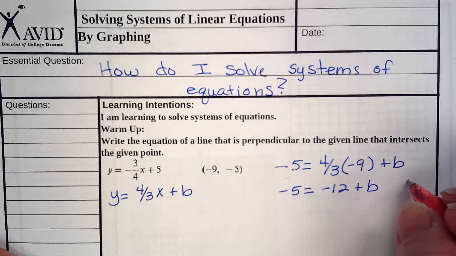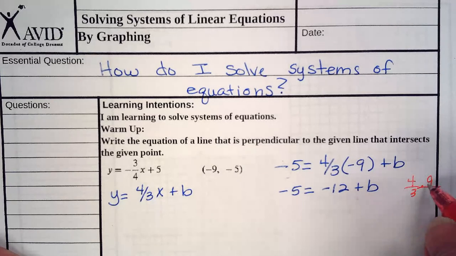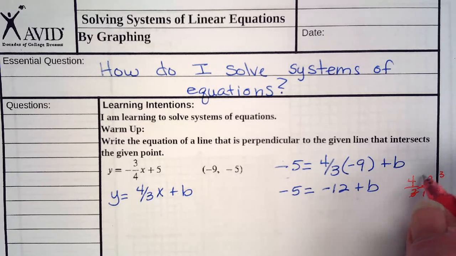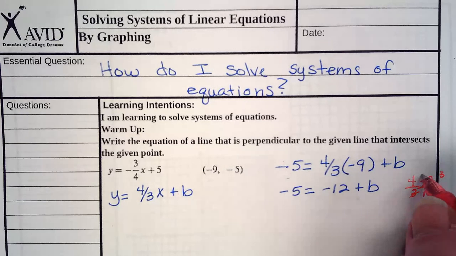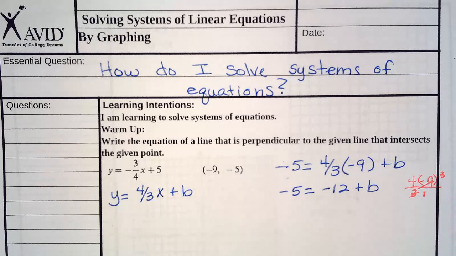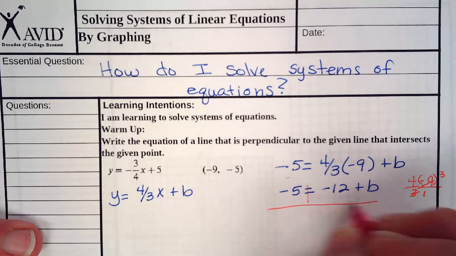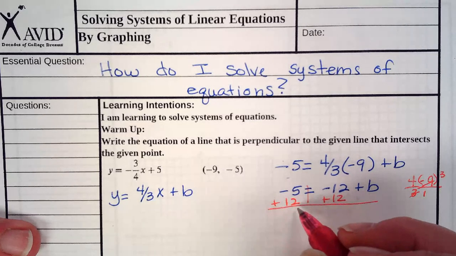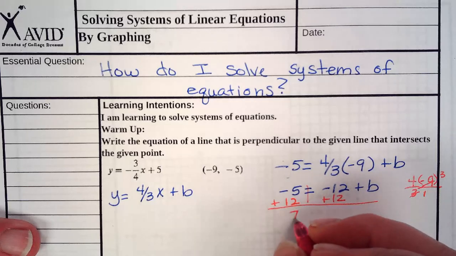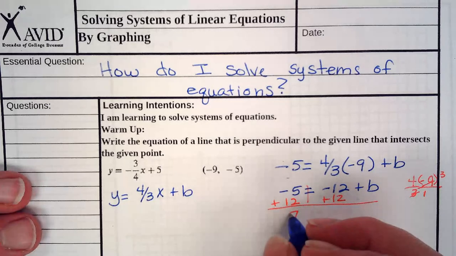Okay, let's put it here. That's divided. That is where the negative comes from. Okay, now I've got to solve. To solve, I add 12 to both sides. -5 plus 12. 12 minus 5 is 7. 7 is equal to b.